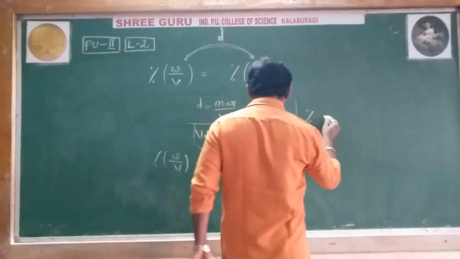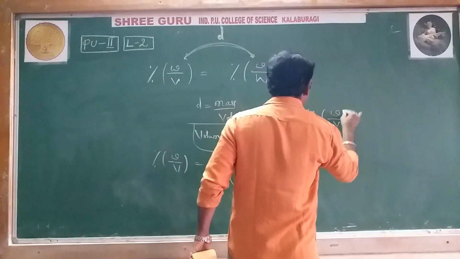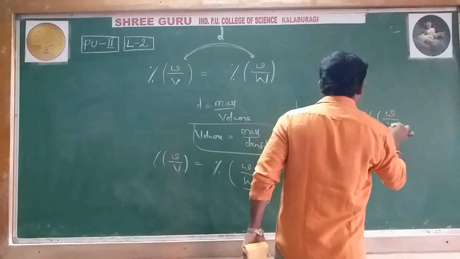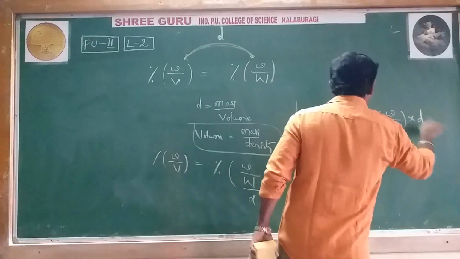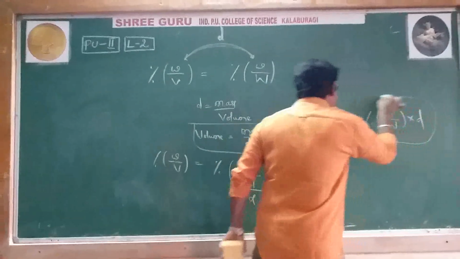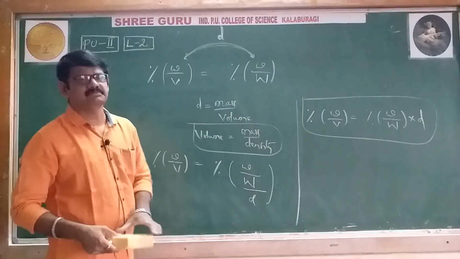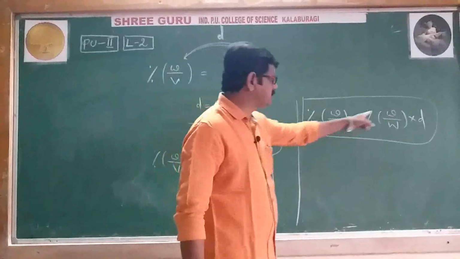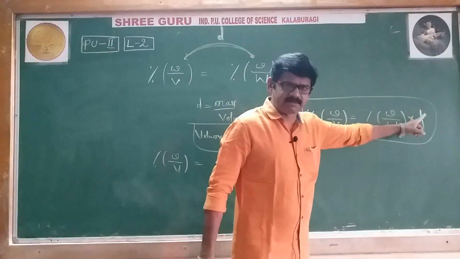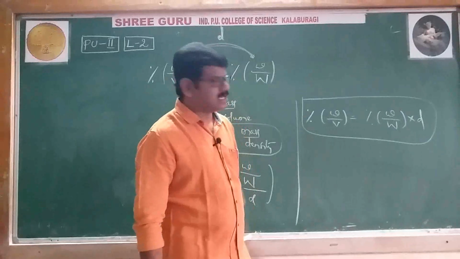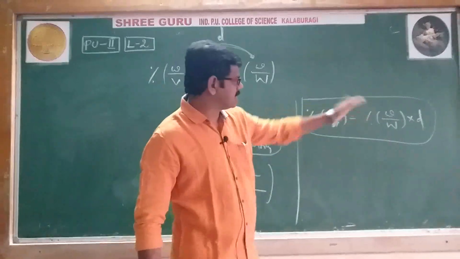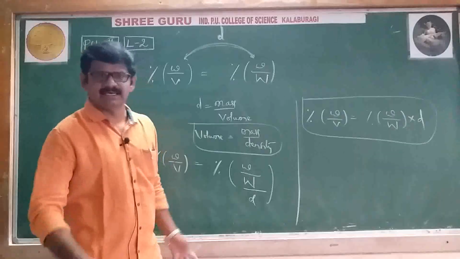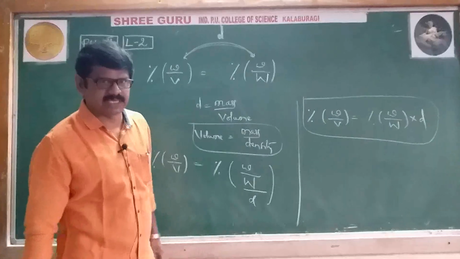Therefore, percentage W by V is equal to percentage W by W into density. This is a formula. In the conversion of W by V to W by W, we are multiplying with the density. Suppose in the reverse case, we will divide with density. That you can write. There is no problem here.